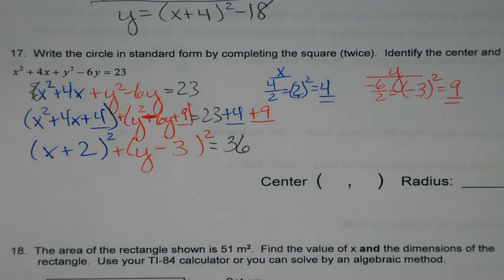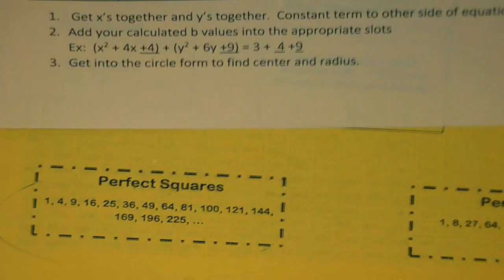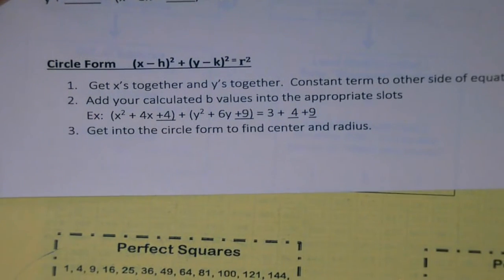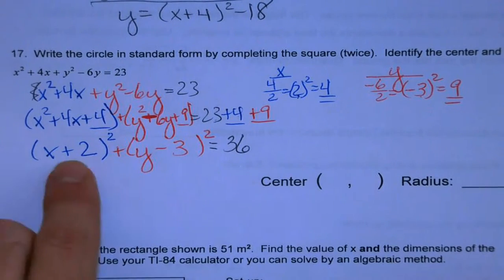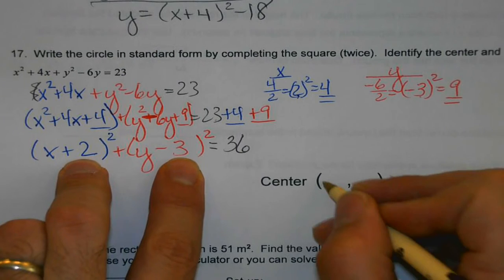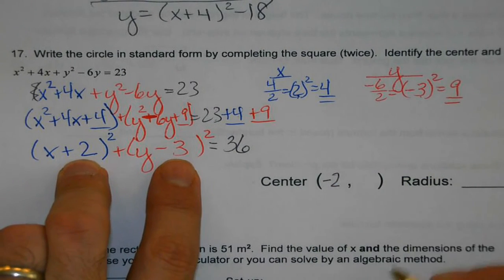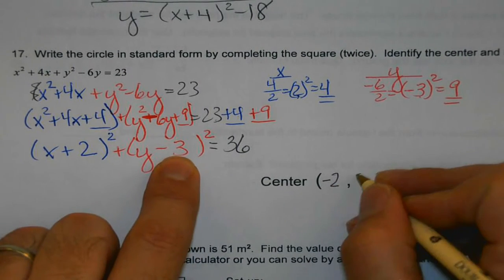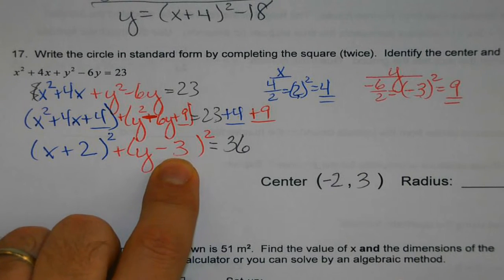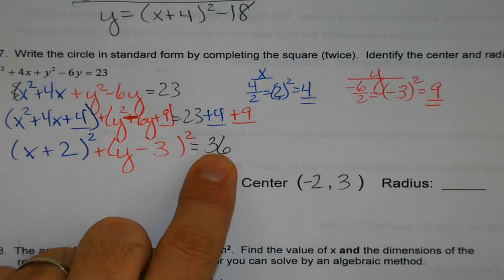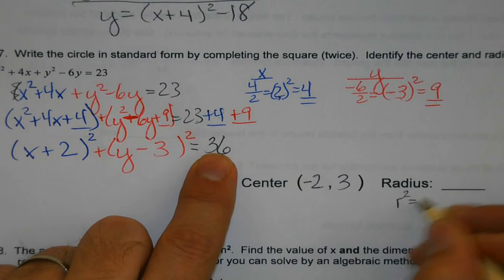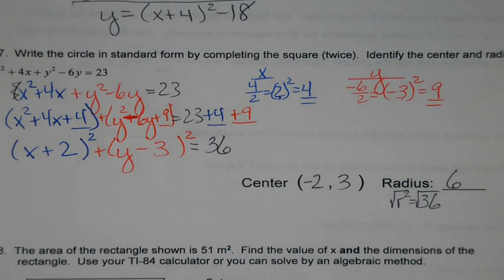And I'm in my standard form for a circle. And again, if you forget, oops, there it is. Parentheses, parentheses, r squared. My center, opposite of h, opposite of k, so the opposite of the numbers you see in the parentheses. And then remember your radius, this is radius squared. So don't write 36, it's the square root of that value.